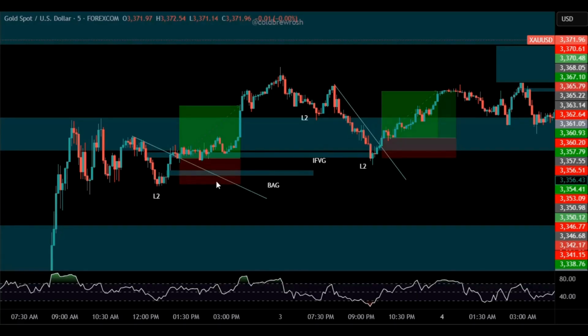We get a trend line break and another 5-minute inverted fair value gap. You see this fair value gap here. Price dips into this fair value gap to the upside. Then it bounces off of the inverted fair value gap. And that's when you enter. So you can take this all the way up for a 2-to-1.